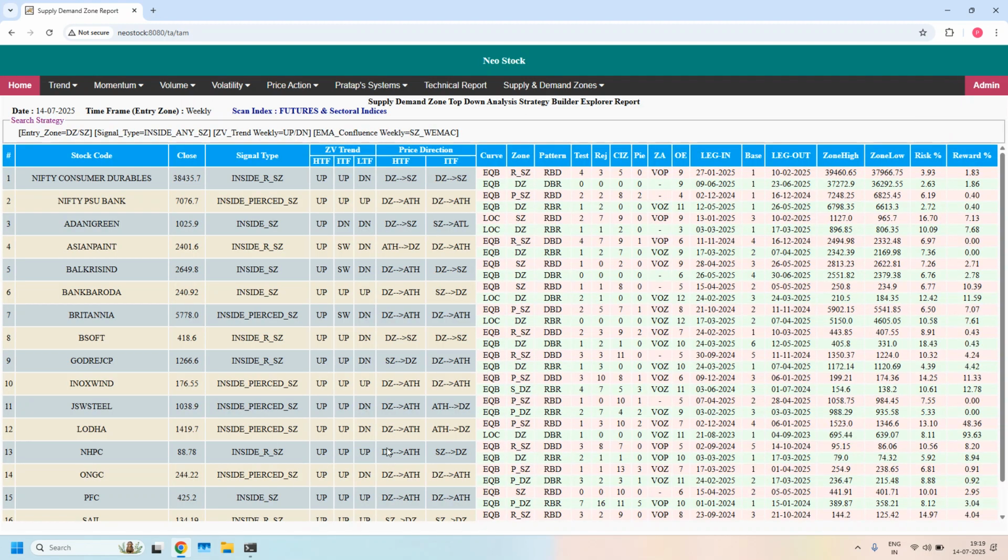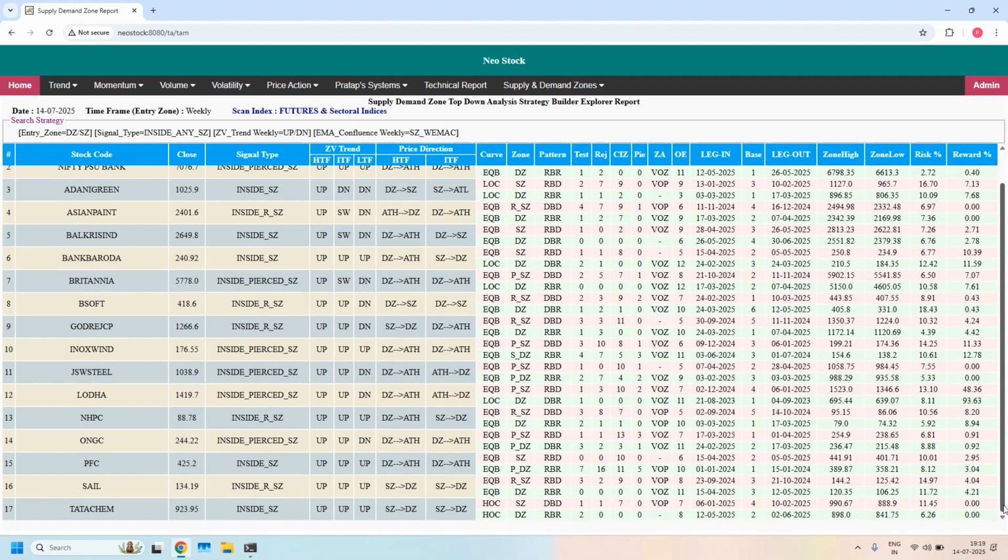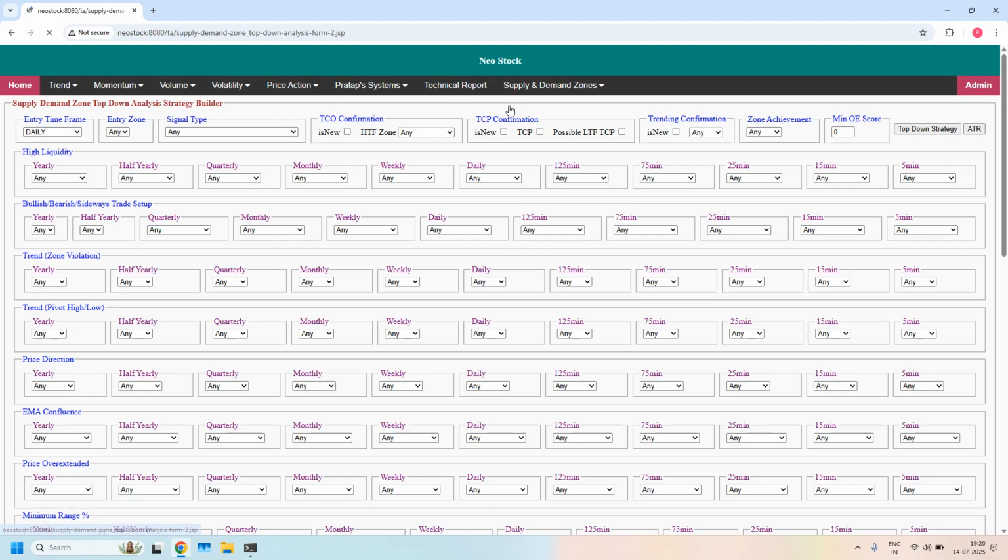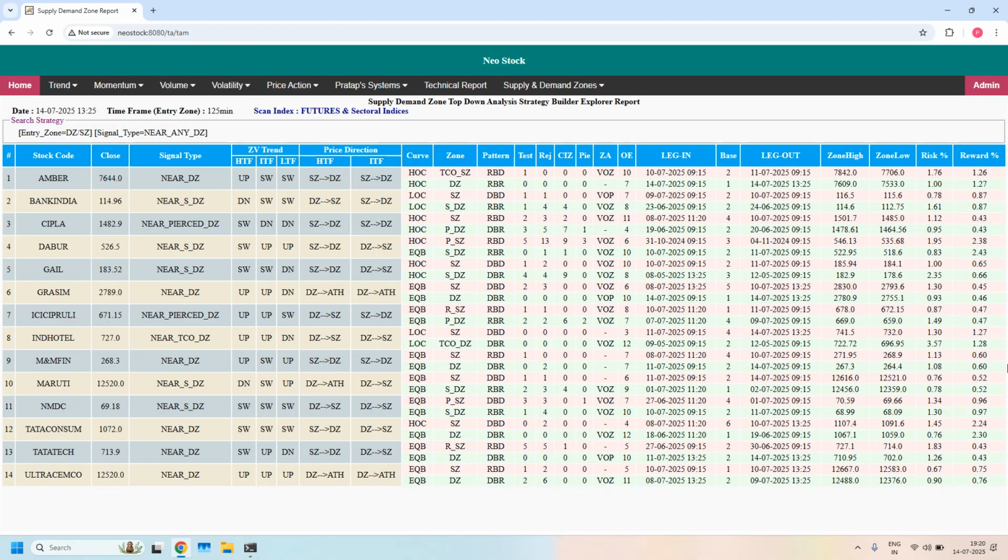Now the list is reduced. First 15 stocks in the list. Scrolling the list down. So total 17 stocks are filtered. Next time frame daily we already generated in the beginning of the report. So the next time frame is 125 minutes time frame. Stocks near to the 125 minutes demand zone. We got 14 stocks.